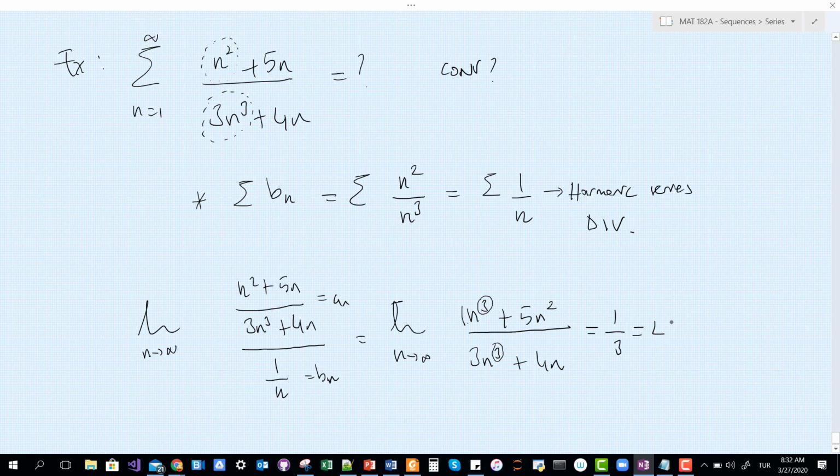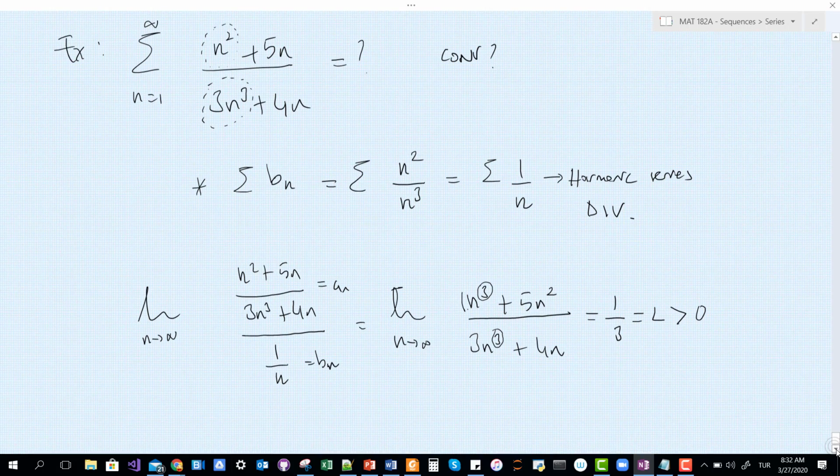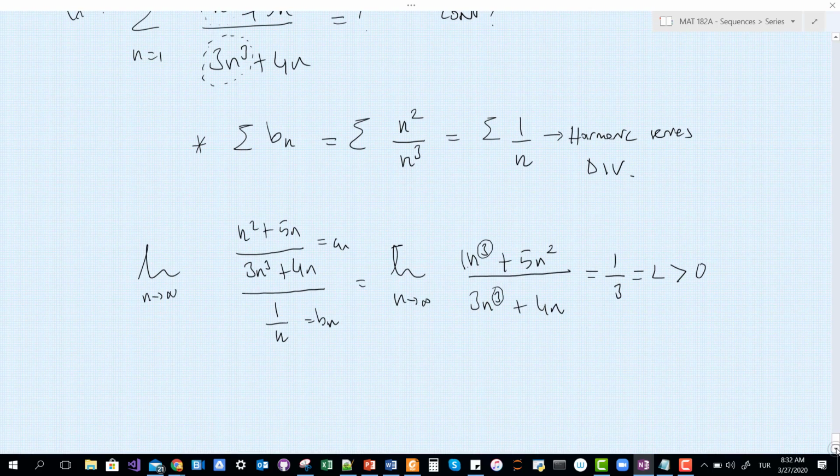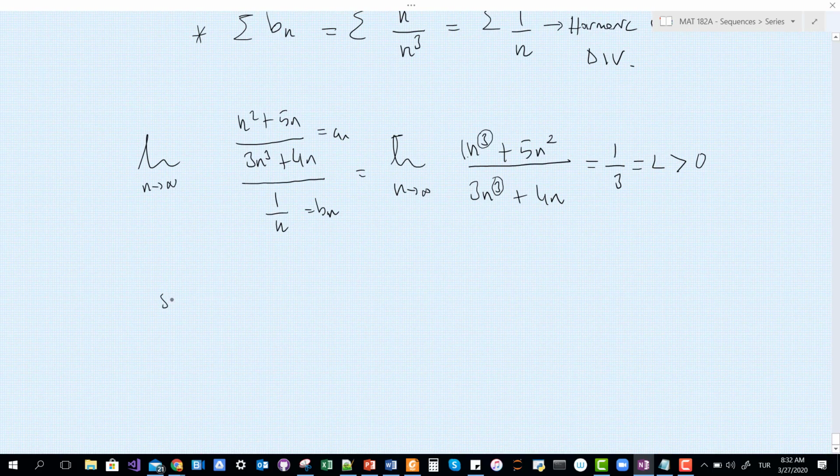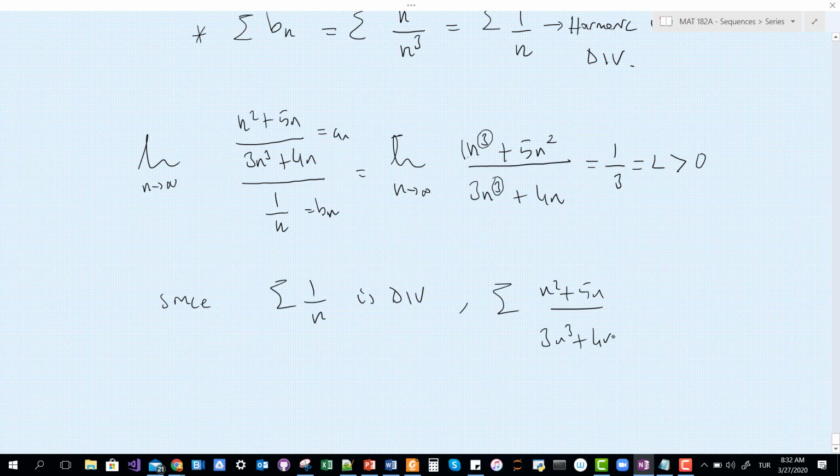This is my L. And in this example, L is bigger than 0. If L is bigger than 0, what am I going to say? They are both convergent or both divergent. And since bn, which is this one, is divergent, then I can say that my an is also divergent, right? Because of the limit comparison test. That's how I use the limit comparison test. Now, let's look at another example, guys.